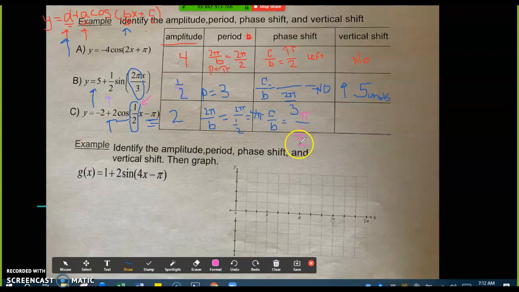Remember our keep change flip. So this is going to flip up. So I would end up with 2 times pi, which is just 2 pi. All right. So our phase shift is 2 pi. And remember, it's negative. So are we moving to the left or the right? And if you said we're moving to the right, you are right. So we're going to be moving to the right 2 pi units. So 2 pi units to the right is going to be our phase shift.